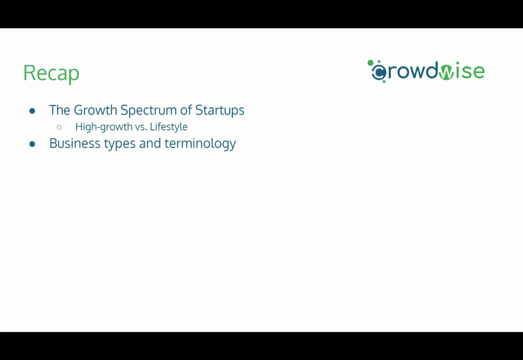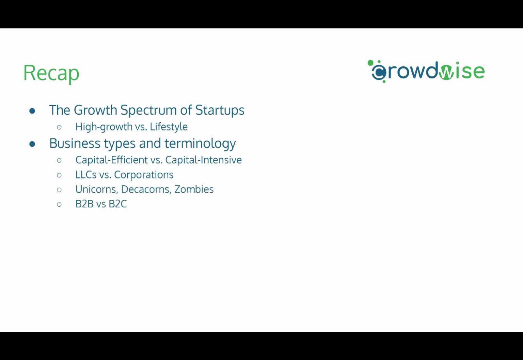Alright, we've covered a lot today, so let's do a quick recap. We've talked about the growth spectrum of startups, ranging from high-growth startup to lifestyle business, and which one investors should be targeting. We've talked about business types and terminology, such as capital efficient versus capital intensive, LLCs versus corporations, unicorns, decacorns, zombies, and B2B and B2C.